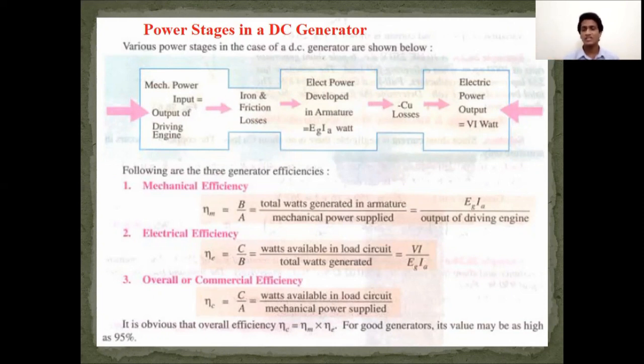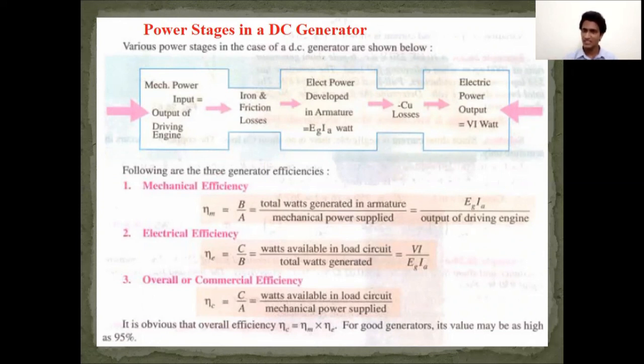Along with that, what is the other loss? Iron loss. Why? Both hysteresis and eddy current loss will occur when my armature core is rotating in the magnetic field. So when we give a mechanical input, my armature starts rotating, then it will come across the losses called iron losses as well as mechanical losses. Then a part of the mechanical power input has been wasted as iron loss and frictional loss. The remaining power will be obtained in the armature, that is Eg into Ia.